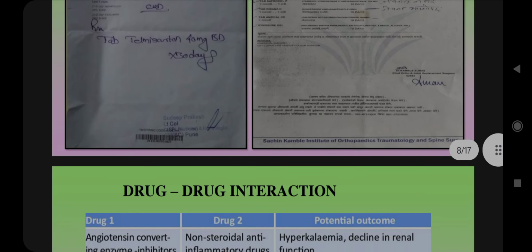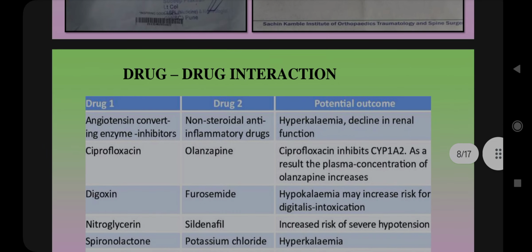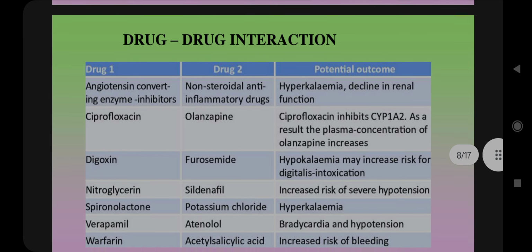Here I have taken one example. There are 2 types of prescription, we can say. One is prescribed by the physician, that is handwritten, and another is the online prescription, or electronic prescription, which is the printed one.